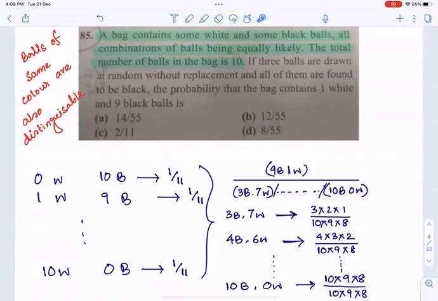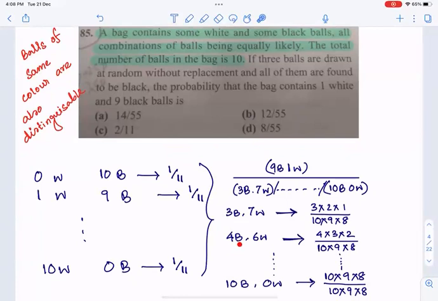Out of these 8 cases, the 9 black, 1 white case is favorable. But if I consider balls of the same color distinguishable, then these are not possible in an equivalent way, and hence the probability will not be 1 upon 8. But different probabilities can be found, like 3 black, 7 white. If I consider this case and 3 consecutive withdrawals found all black, that's possible in 3 by 10 into 2 by 9 into 1 by 8 ways.